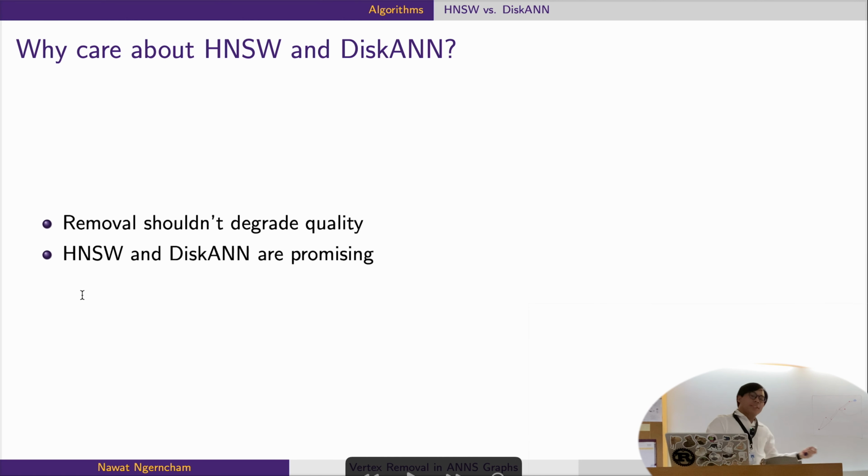And why should we care about HNSW and DiskANN? Because when we consider removal in ANNS graphs, we want to make sure that it doesn't degrade the quality of existing algorithms. So I thought, okay, starting from some existing data structures might be a better idea, to build the removal process into it, rather than designing a whole new data structure by itself. And HNSW and DiskANN are the only two promising ones.